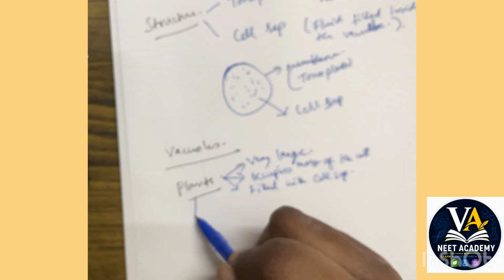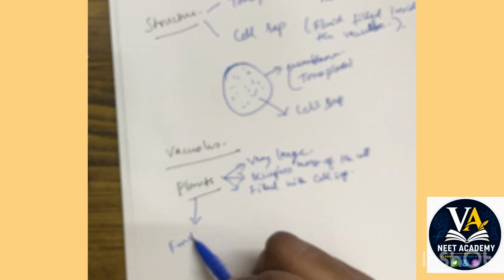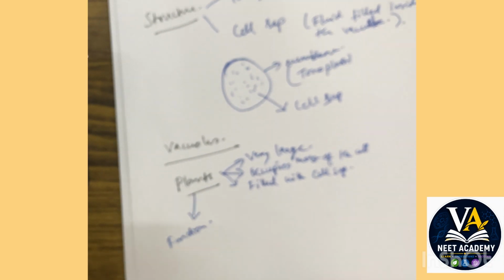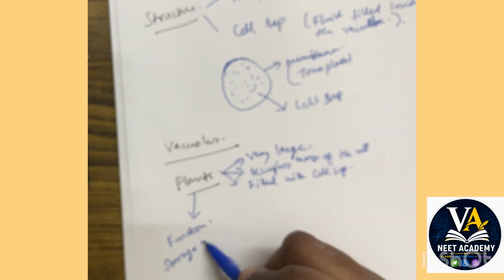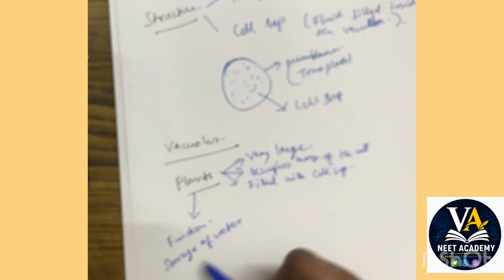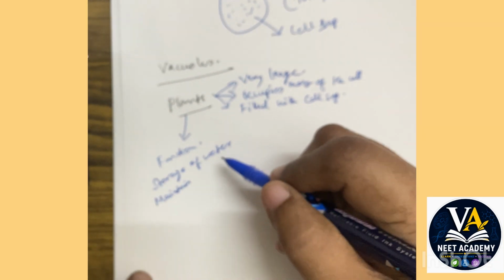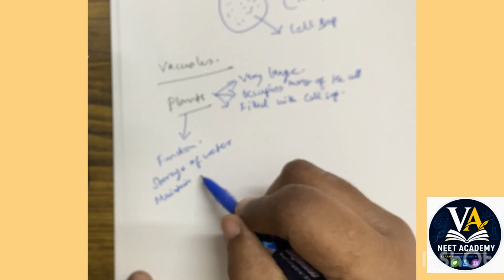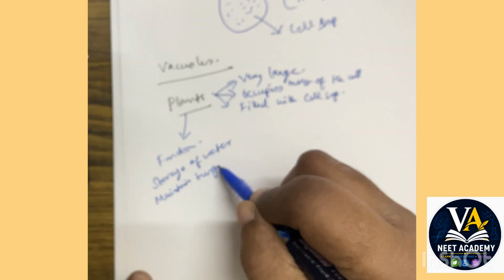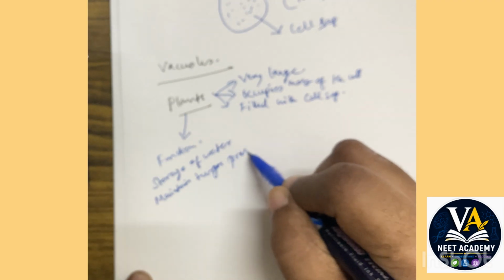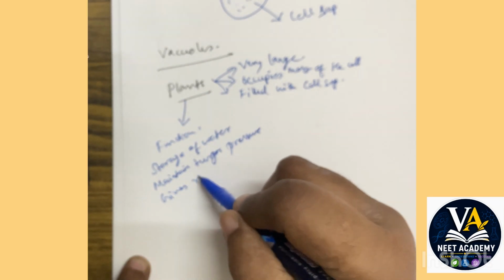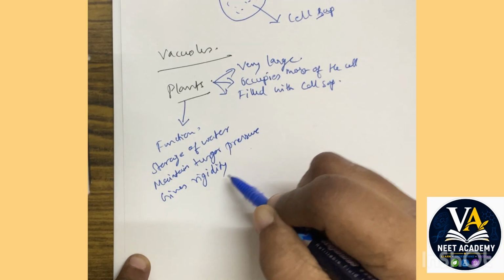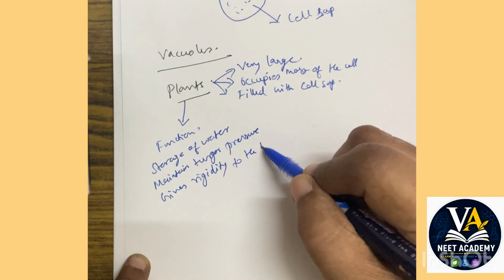When you talk about the function of vacuoles in plants, their main function is storage of water, maintaining turgor pressure, and giving rigidity to the plant cells.